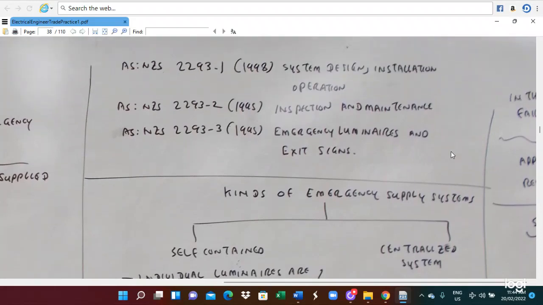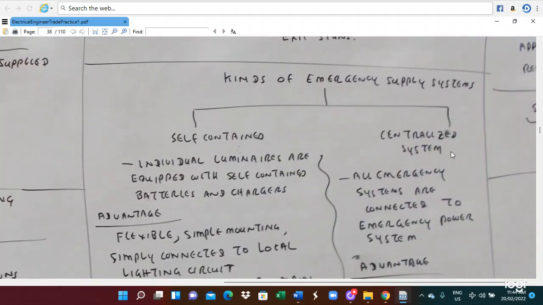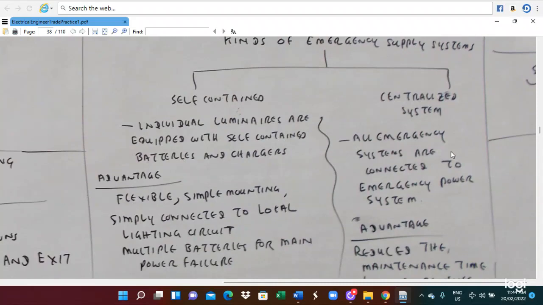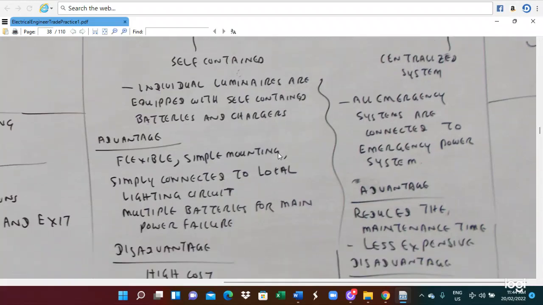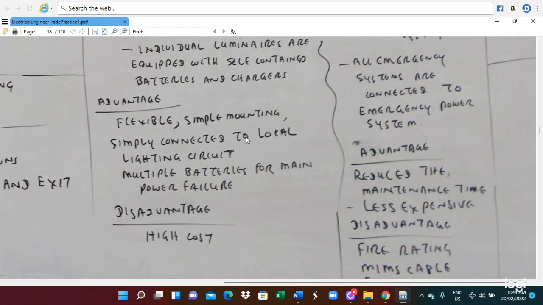The kinds of emergency system are self-contained or centralized. Self-contained means individual luminaires are equipped with a self-contained battery and charger. Their advantages are flexibility, simple mounting, simple connection to the local lighting socket, and a battery backup for main power failure. The disadvantage is the high cost.